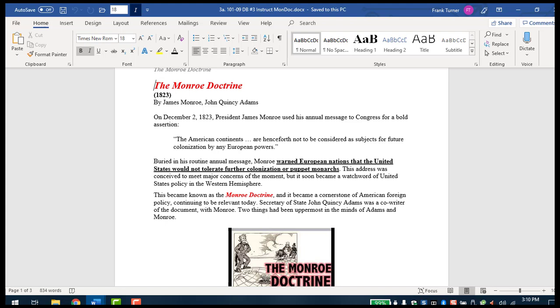So Monroe makes the statement that will not allow any longer any European colonization or any kind of movement in the New World, okay? In his routine annual message, Monroe warned European nations that the United States would not tolerate further colonization or puppet monarchs. This address was conceived to meet the major concerns of the moment, but it soon became a watchword of United States policy in the Western Hemisphere.